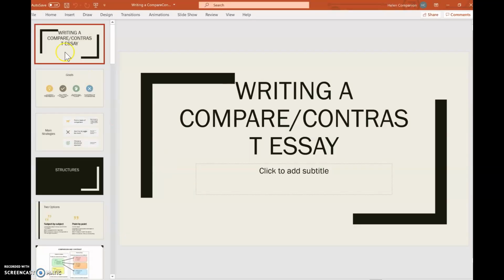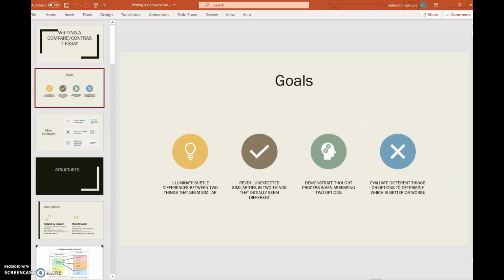Okay. So, writing a compare-contrast essay, that's what we're talking about today. The goals are to illuminate subtle differences between two things that seem similar or reveal unexpected similarities in two things that initially seem different. It's also to demonstrate thought process when assessing options, or to evaluate different things or options to determine which is better or worse.